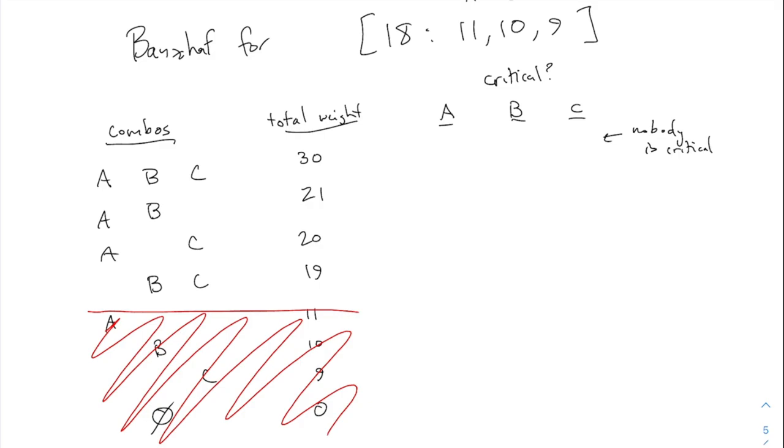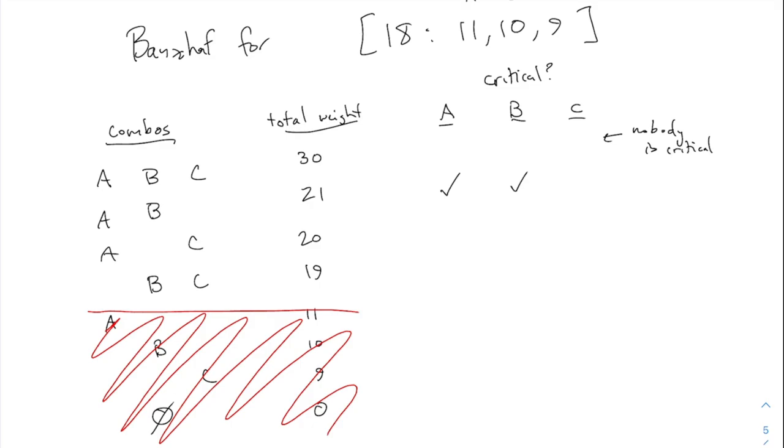What about the second row? A and B adds up to 21. Is the A critical there? If I removed the A, do they still make it to 18? The answer is no, they don't still make it to 18. So the A is critical right here. A and B add up to 21. You really need both of them. So B also is critical because if I took the B away, it would drop down to 11, which does not make it to the quota. So A and B are both critical here.